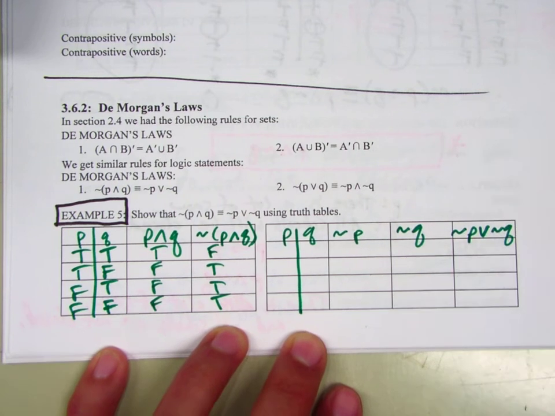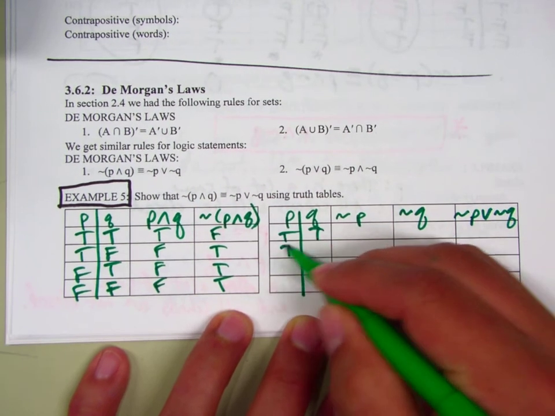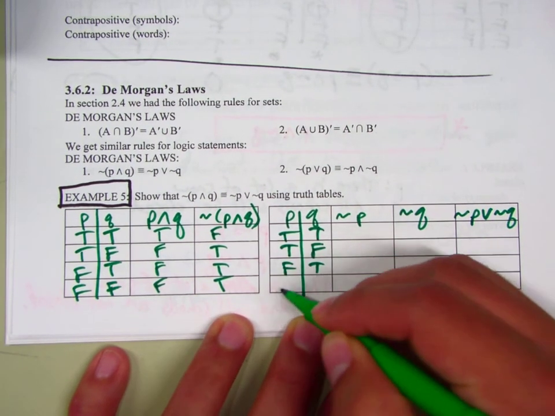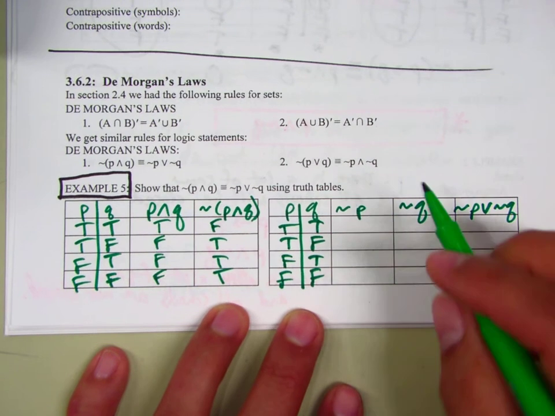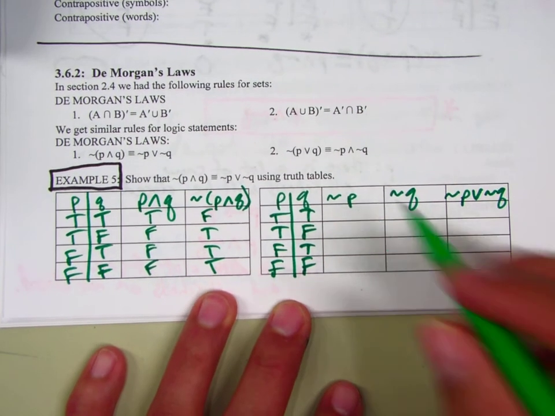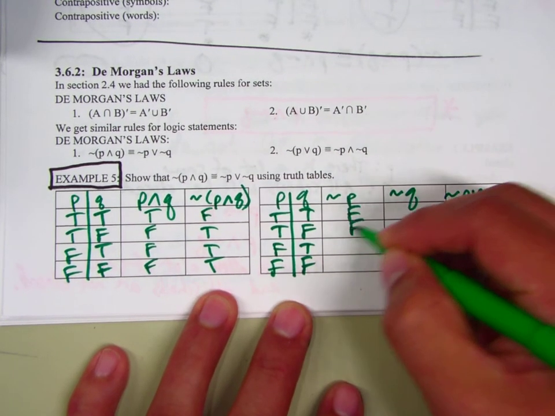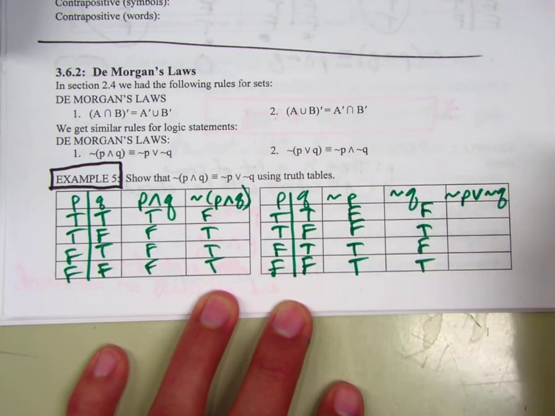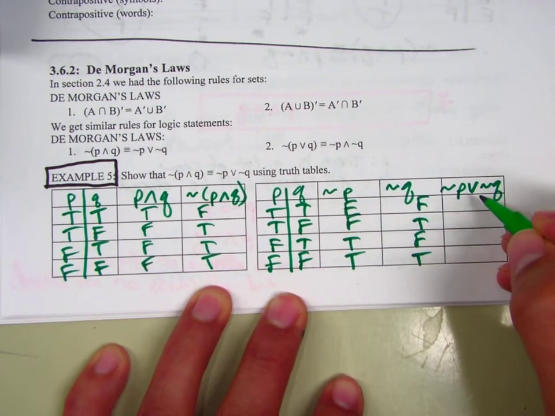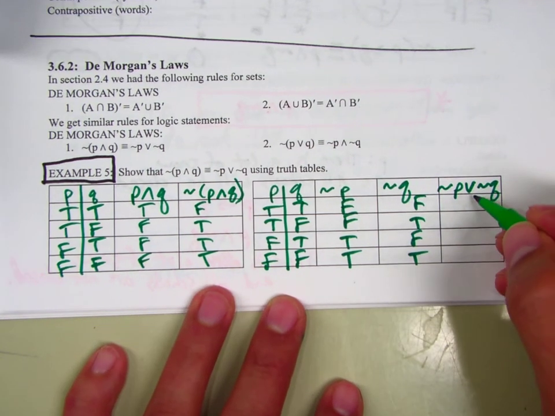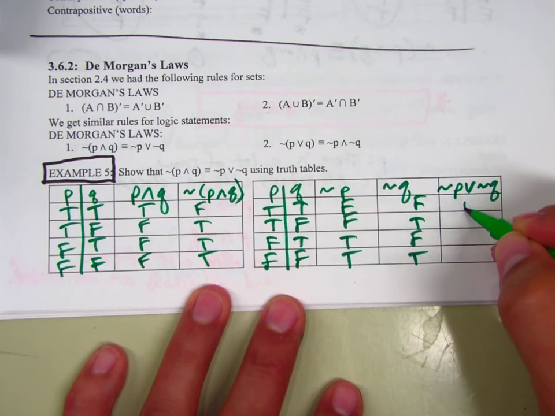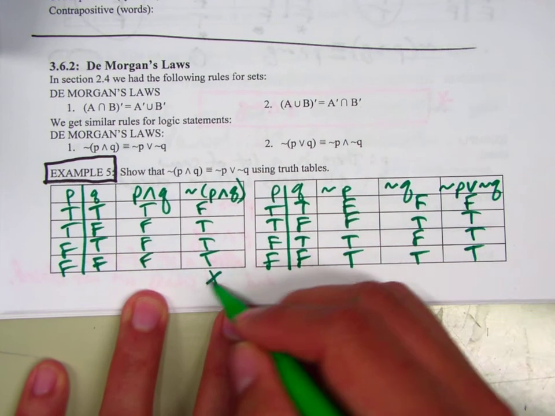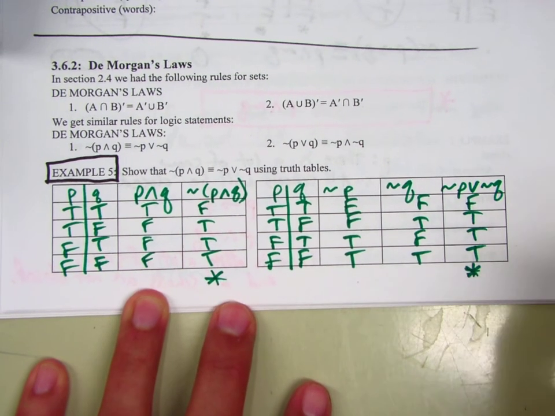And so now, here's the second table. This one I'll quickly do. Negation of P: false, false, true, true. Negation of Q is false, true, false, true. Now we have an OR statement. When is an OR statement true? If one of them's true, good. So that means false for the first one, true for everything else. And look at this. They're equivalent.